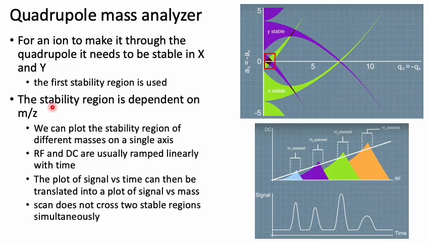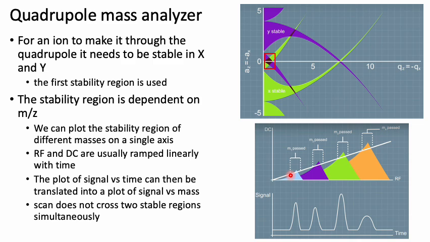And the stability region is, of course, dependent on the mass to charge ratio. And we can plot the stability regions of different masses on a single axis, which is what's done in this diagram here. So here's the RF voltage, here's the DC voltage, and for mass 1 and so on, these regions are the area at which that mass can pass through stably.